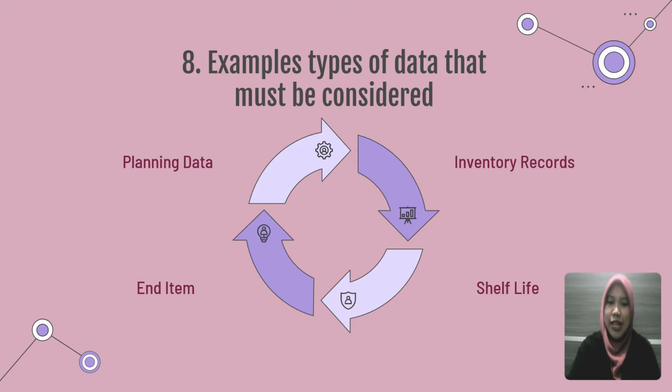Next, what types of data must be considered? Displayed on the screen now are among the examples of data that must be considered. So we have claim data, inventory records, shelf life, and also item. Next, I will pass to the next person.